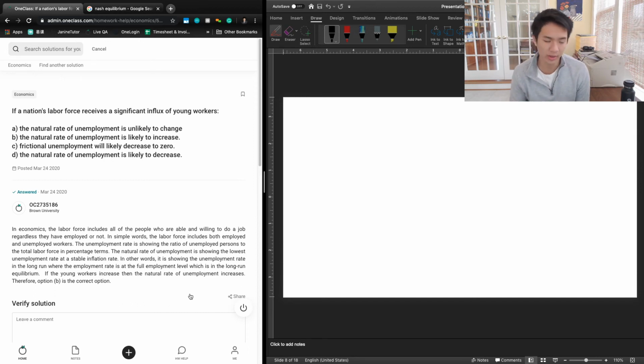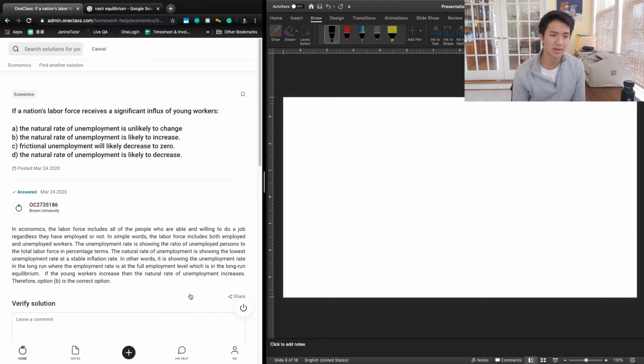So C is the only answer that talks about frictional unemployment rather than natural rate of unemployment, so maybe we'll deal with that first. And C says frictional unemployment will likely decrease to 0. And again, we know that frictional unemployment has to deal with the job search process, and it's almost never zero, right? There's always going to be this problem, even in the best economy, where people are still going to go through that process of looking for the best job for them, right? So frictional unemployment is not likely to decrease to zero. We're not going to be picking C.